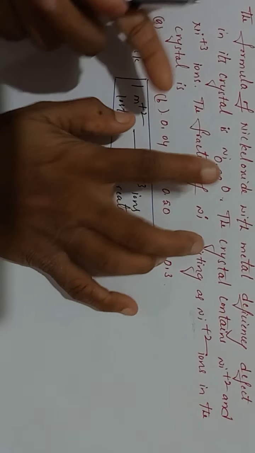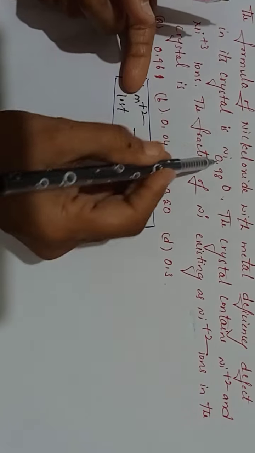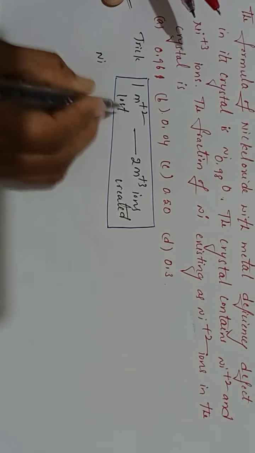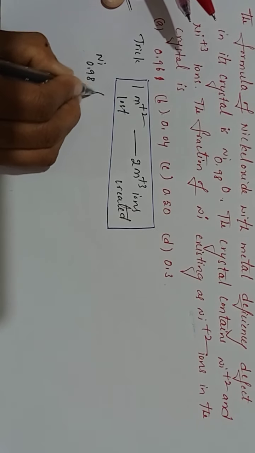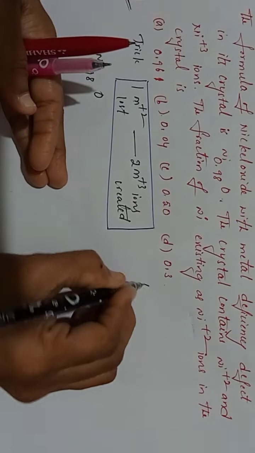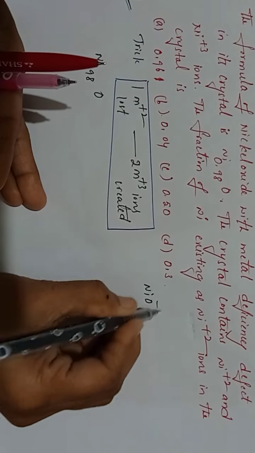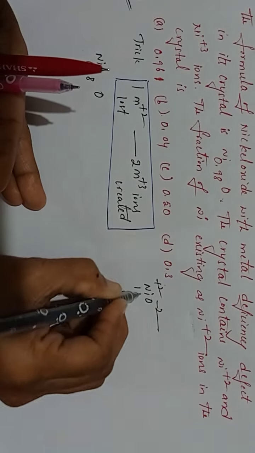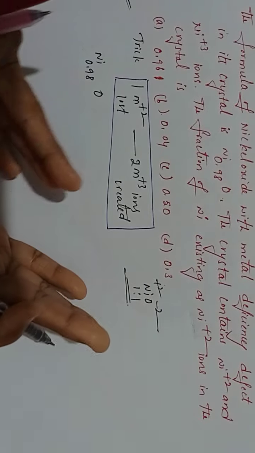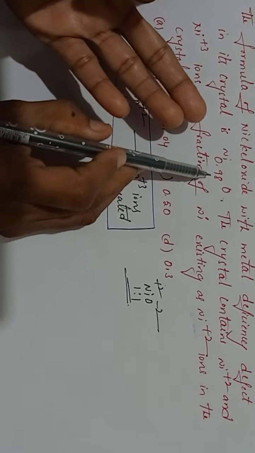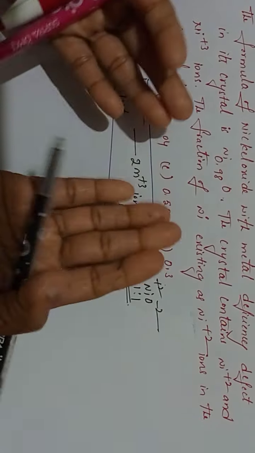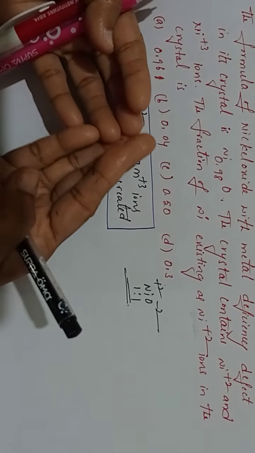See, students, here nickel is given in the place of metal. So nickel oxide 0.98 oxygen is given. Actually in nickel oxide, oxygen is -2 and nickel is +2, both in the 1:1 ratio. But in the question, what is given? It is 0.98, that means it is less than 1. That means there is a deficiency in the metal ion, and oxygen is 1.